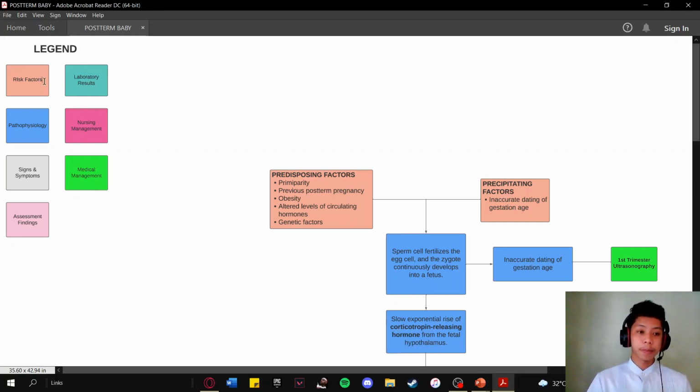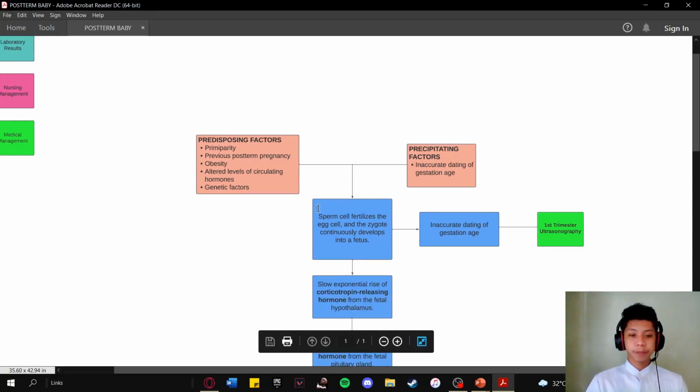the pathophysiology of the complication, which will be filled by the blue color, the signs and symptoms filled by the gray color, assessment findings filled by the pink color, and the laboratory results, which will be filled by the blue-green color, nursing management filled by violet color, and medical management will be filled by the green color. So we'll now proceed with the risk factors.